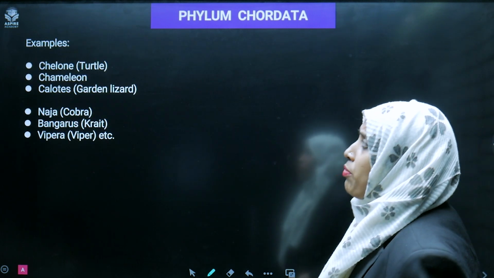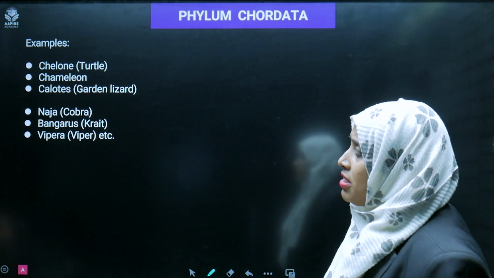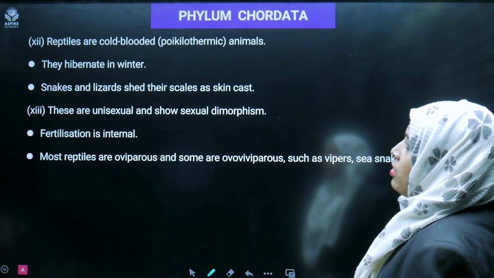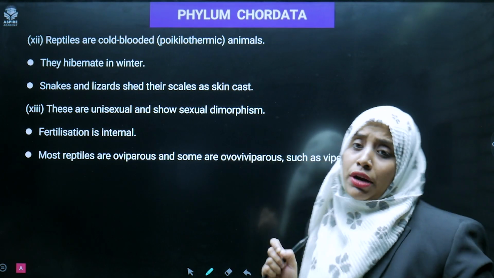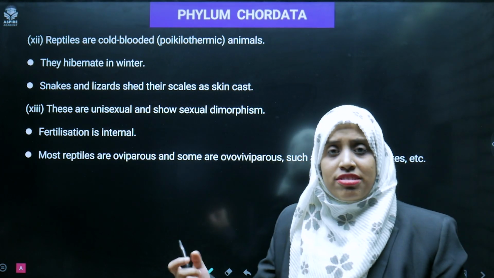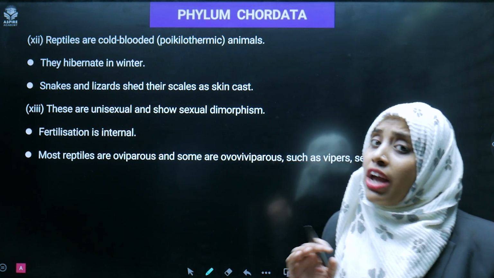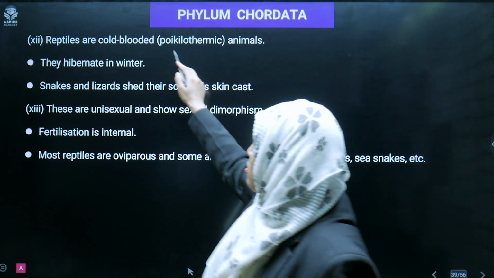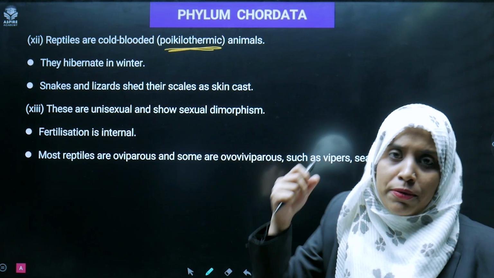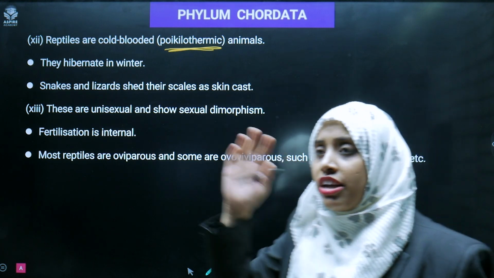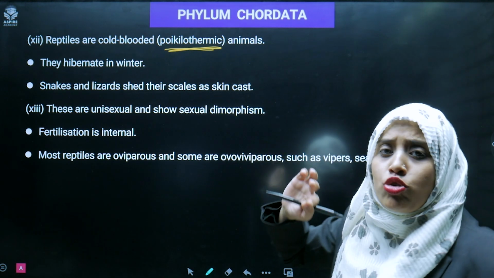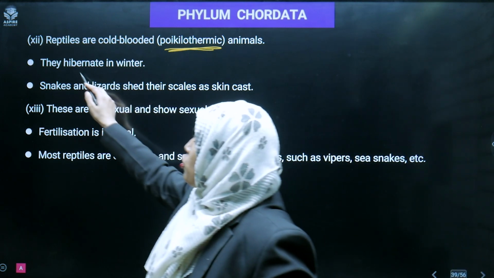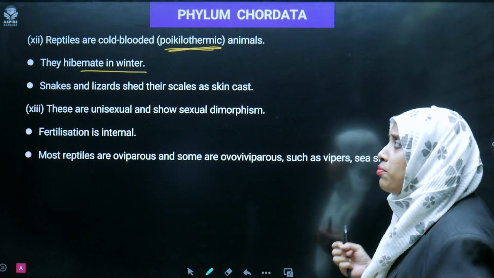Now, we'll come to the next point, the common examples of the reptiles. Now, the reptiles are cold-blooded. So, they are cold-blooded animals. Their body temperature can be altered, so that is why we can call them poikilothermal, according to the environmental temperature. So they can also modify their body temperature. So they hibernate in winter. Yes, hibernation bhi karte hai.